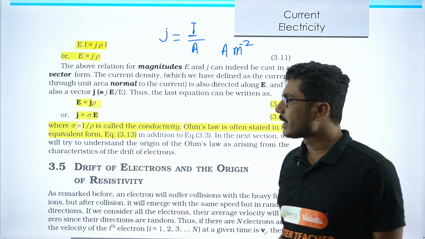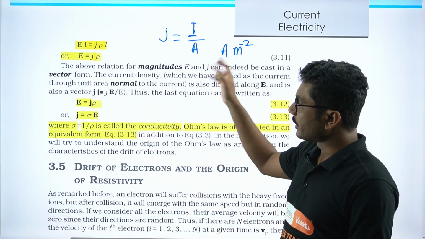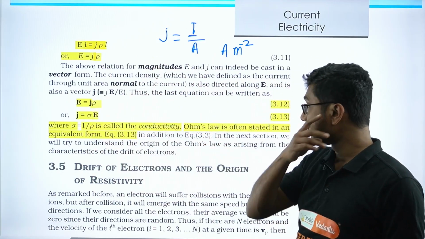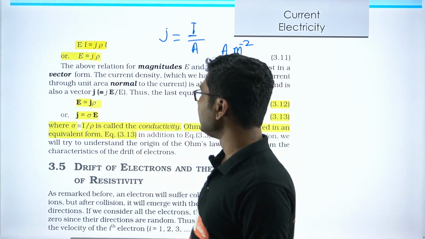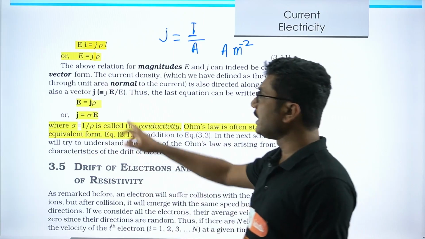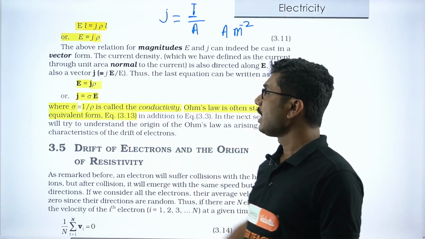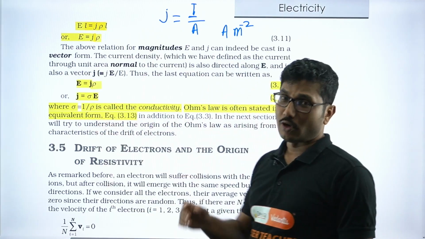In one old KCET paper, they asked which of the following expressions is Ohm's law. They gave different relationships, and out of those J is equal to sigma E was one of them, and I think they gave E is equal to J rho. So E is equal to J rho was the correct formula. These are the forms that you can remember: E is equal to J rho and J is equal to sigma E. These are the two forms of Ohm's law.